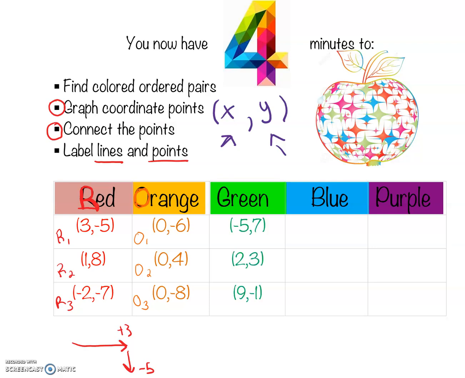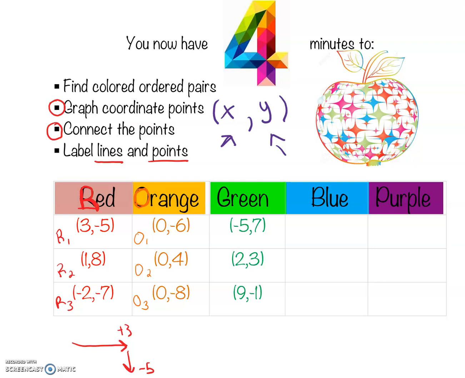Boom, and now we're done with orange. Hopefully you're getting a little bit quicker and it's getting a little bit easier to graph these. So go ahead and give green a shot. What do you think you're going to label green? Try labeling green yourself and make sure that you also graph those points, connect them the way we've been doing it, and then label your lines and your points. Go ahead and give that a shot.